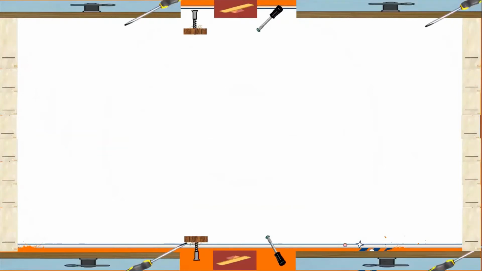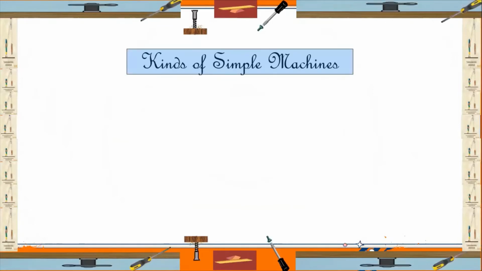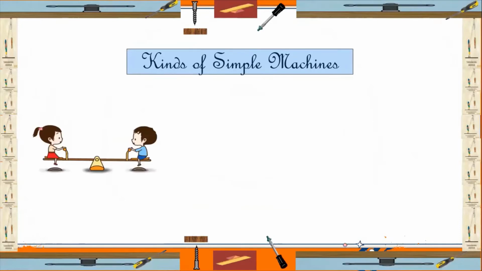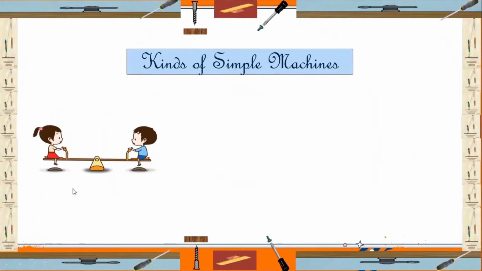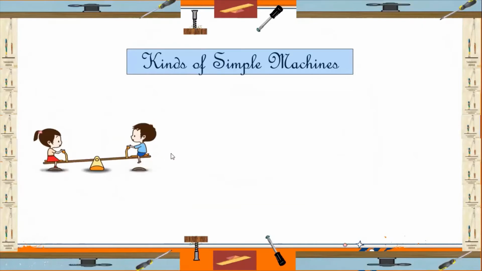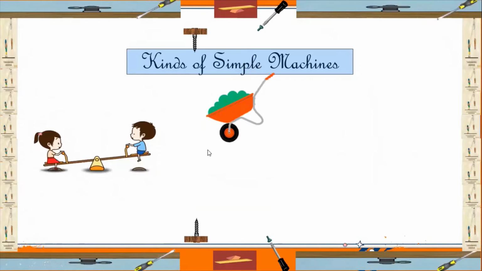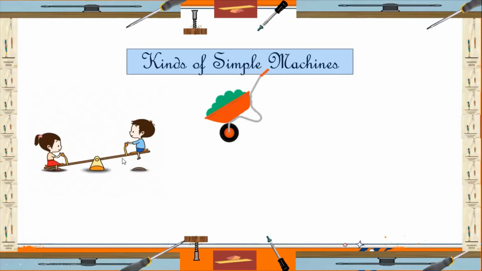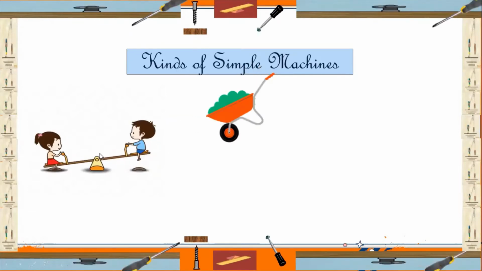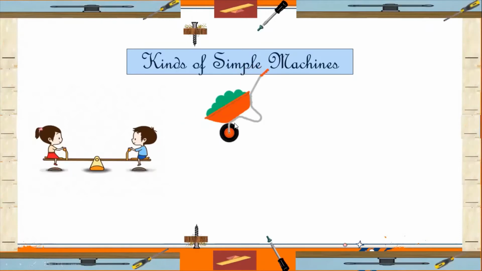Kinds of simple machine. Lever. Lever is the easiest machine that we can see in daily life, even while we are playing with the seesaw. We use the wheelbarrow to lift heavy stones and rocks. So how do they work? If you look closely, there is a fulcrum in between to balance the seesaw. Here the fulcrum is the wheel.